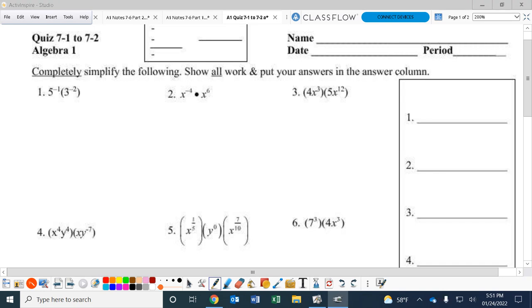Okay guys, so I'm going to take you through everything that was on this quiz, and try to make it so that you feel more and more comfortable with this. Let me know if you have any questions or concerns. I'm going to go ahead and get started.